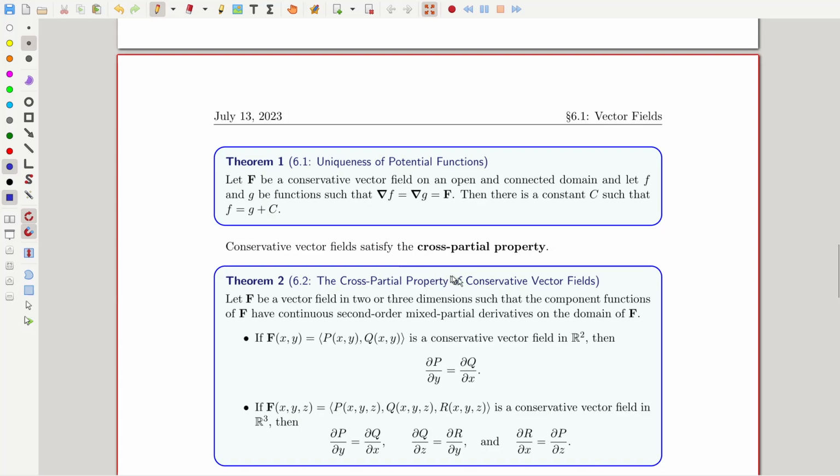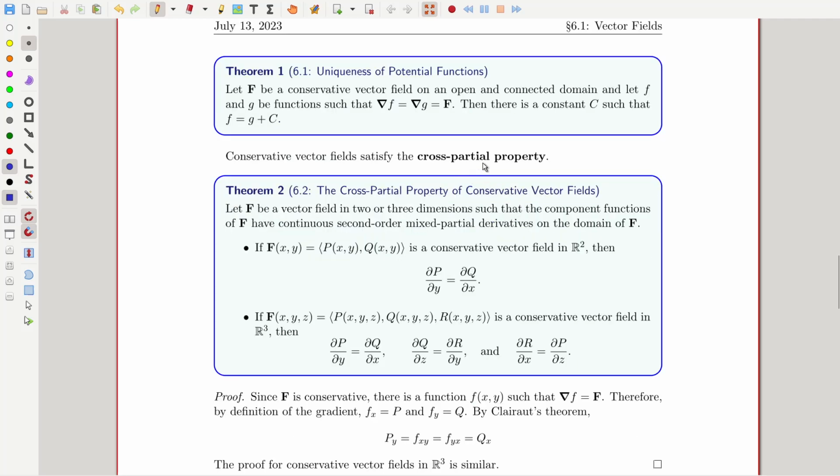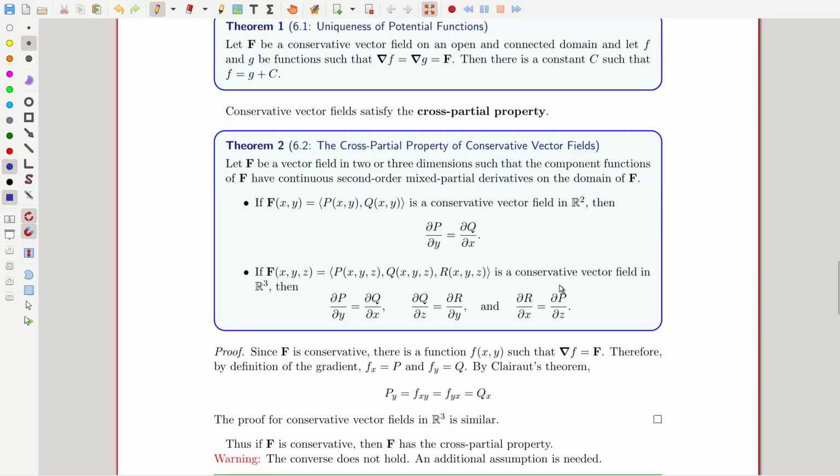Now this is a nice property that conservative vector fields have. They satisfy the cross partial property. This is actually a very direct consequence. It's really easy to see that this holds true. So it follows from the fact that, if we state that the vector field is conservative, then that means it's the gradient of a potential function. Let me just jump over to the proof here. So if F is conservative, then it's the gradient of a potential function, which means that these component functions P and Q, P is actually little f sub x, and Q is actually little f sub y. Okay, so you're taking the partial derivative. You're doing P sub x and Q sub y.